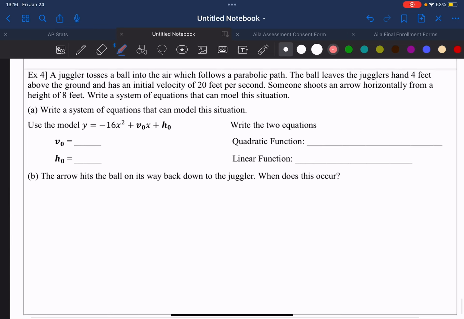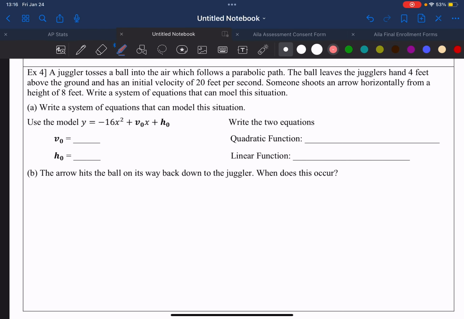Okay, last example. Says a juggler tosses a ball into the air, which follows a parabolic path. The ball leaves the juggler's hands 4 feet above the ground and has an initial velocity of 20 feet per second. Someone shoots an arrow horizontally from a height of 8 feet. Write a system of equations that can model the situation. So part A says use the model y is equal to negative 16x squared plus v naught x plus h naught. Remember, v naught is the initial velocity.